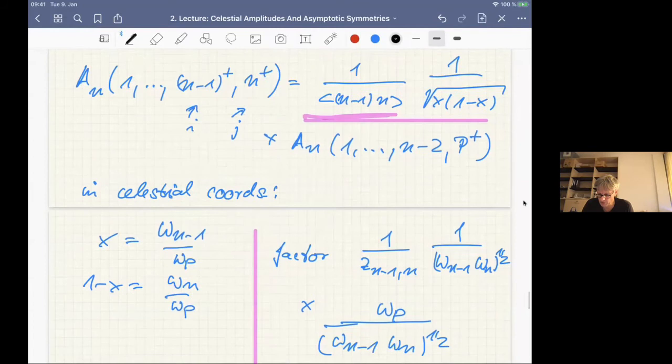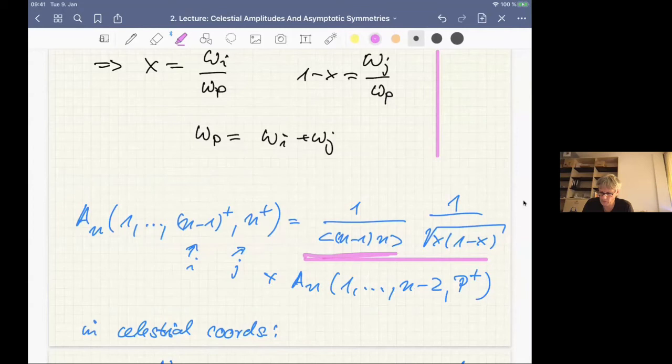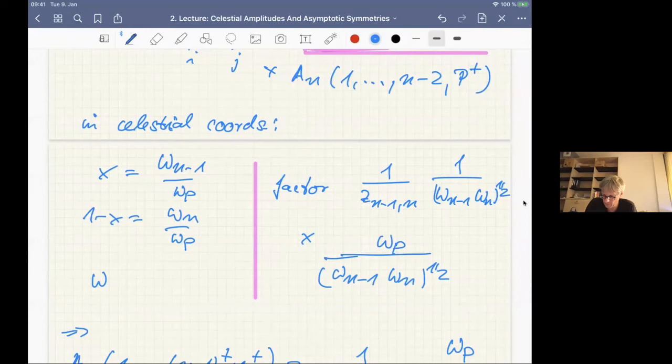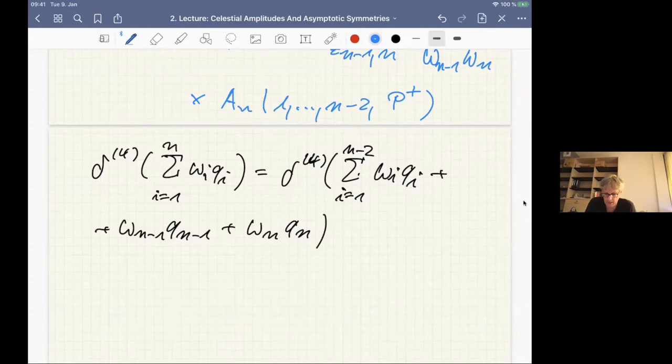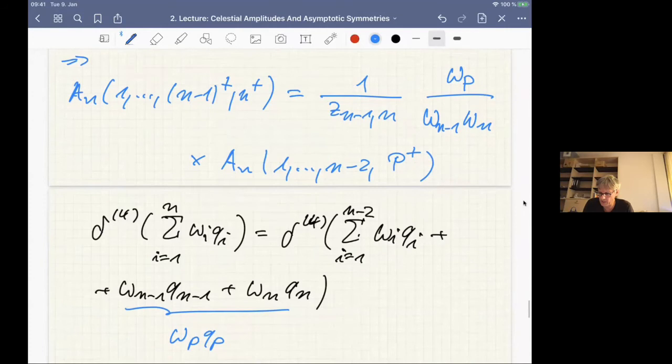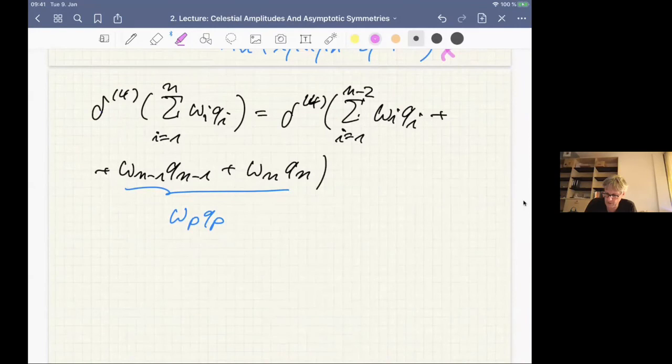But now, because of this relation here, I forgot here, the third one, this one translated is of course that omega p is omega n plus omega n minus 1. Right? And this of course is crucial. Now, the q's are the same anyhow. So with this, this is omega p q p. So in other words, this delta function is identical to the lower point delta function, which enters in this function. That is of course a consequence of the momentum conservation in this amplitude. But it's important then for the celestial amplitude when we disentangle the Mellin integrals, and that we have to do now.